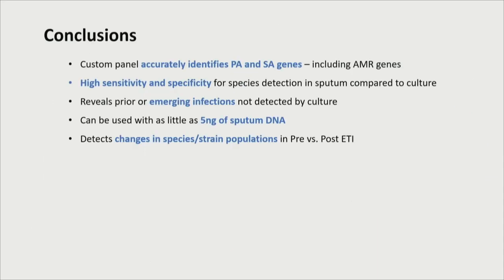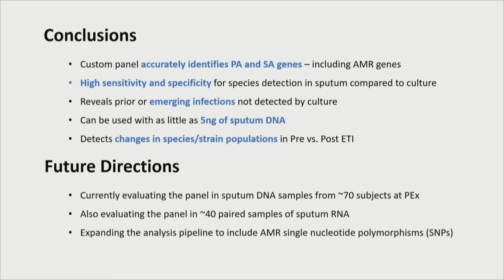Okay, it's our conclusion slide. So in conclusion, we can do species detection with this panel. We can do strain detection with this panel. We can detect emerging infections, and we can do it with very small amounts of DNA. We have actually just performed this in 70 subjects and are going through the data. But as we go through the data, we really are trying to figure out what are the best ways that we can use data like this and apply it to understanding how to personalize care for patients who have chronic bacterial infections in the post-Trikafta period.